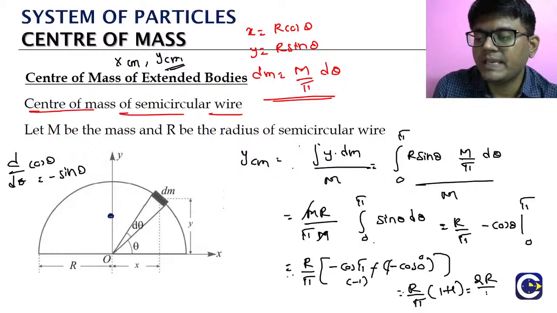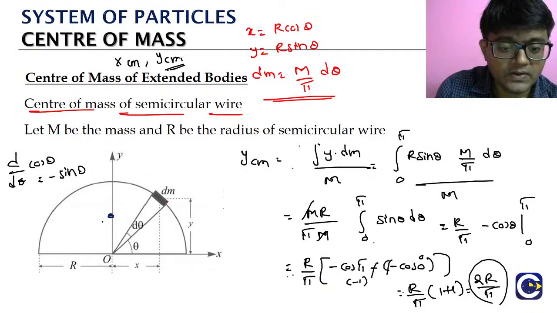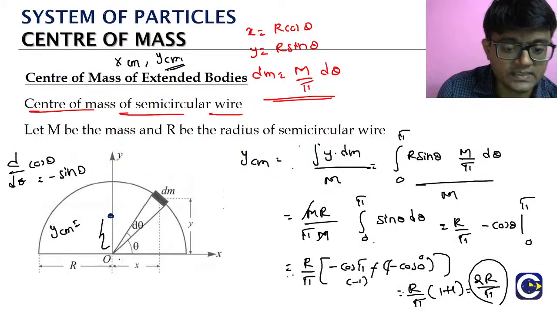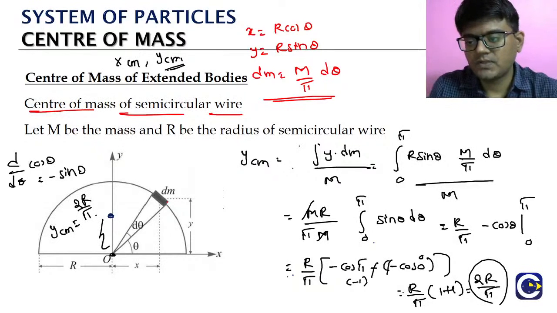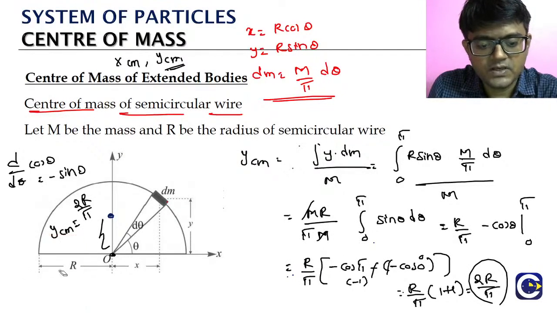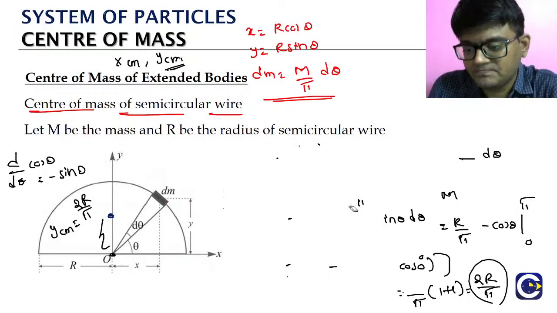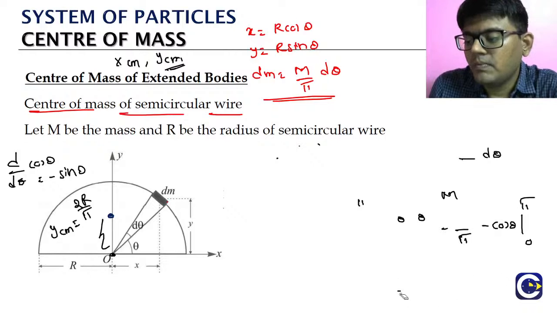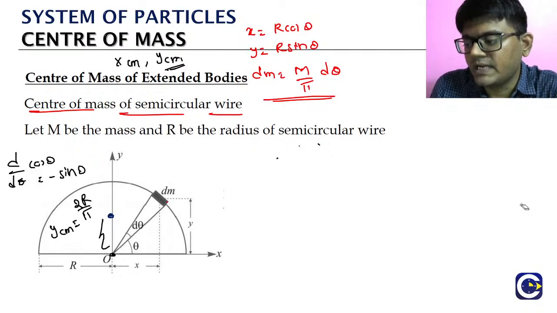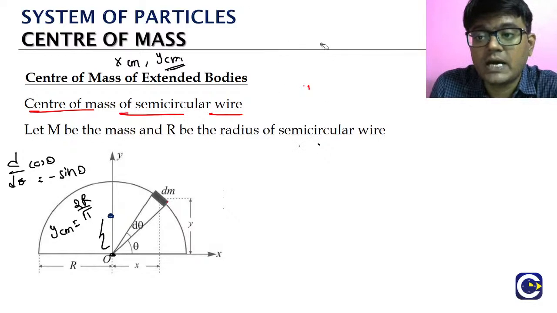So 2r by pi. பாருங்க, this is an important result. என்னது? The y center of mass from the origin O. அது என்னது? 2r by pi. Origin O வந்து what is the center of mass oda location? It is a distance of what? 2r by pi. So we can say from the base center of that semicircular wire, right? What is the distance of that center of mass location? It is what? 2r by pi.